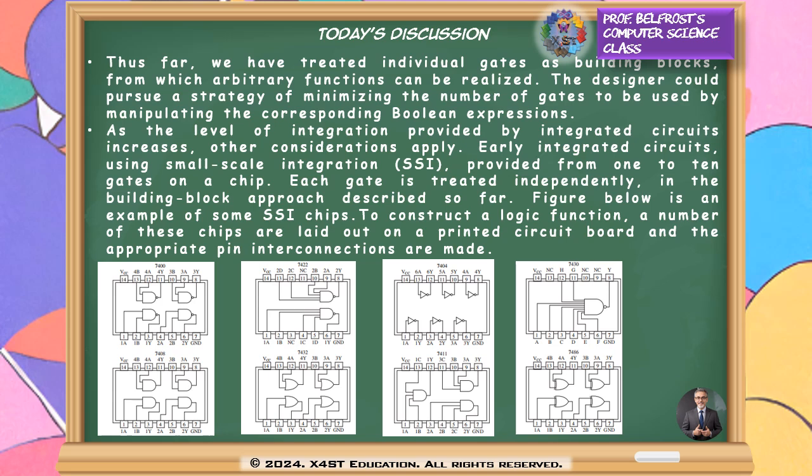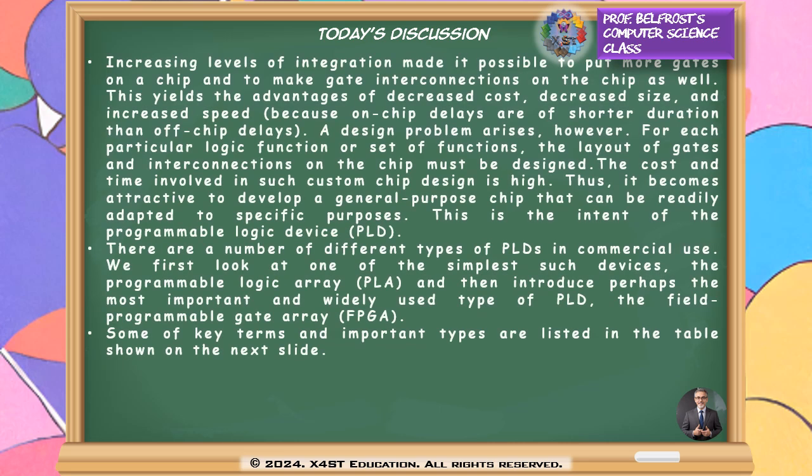And now they are even more and more interconnected. The increasing level of integration makes it possible to put more gates on the chip and to make gate interconnections on the chip as well. You see the advantages of decreased cost, decreased size, and increased speed. And a design problem arises. For each particular logic function or set of functions, the layout of gates and connections on the chip must be designed, and the cost and time for such custom chip design is high. Thus, it becomes attractive to develop a general purpose chip that can be readily adapted to a specific purpose. This is called a programmable logic device, PLD.